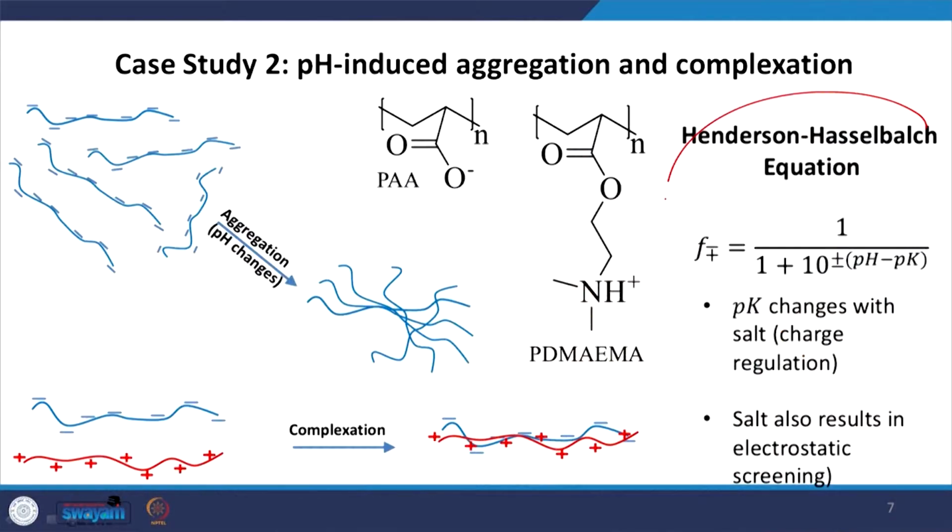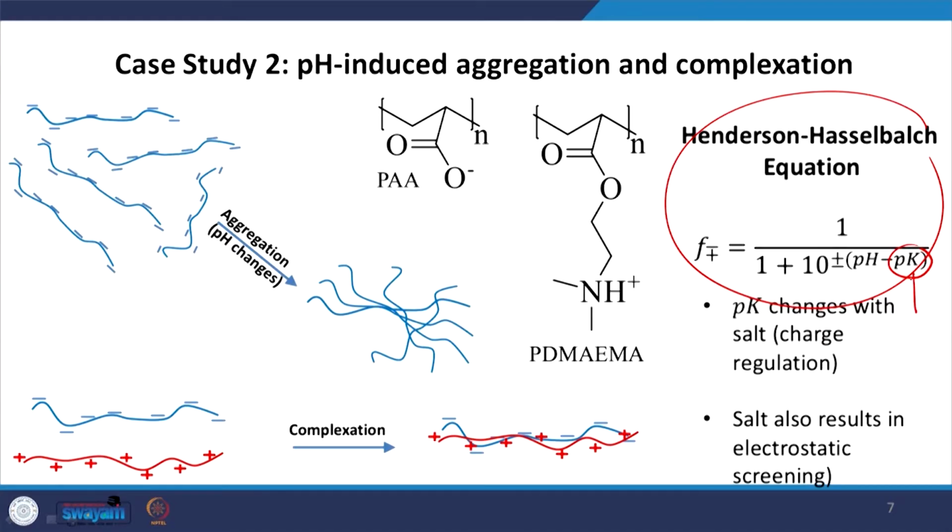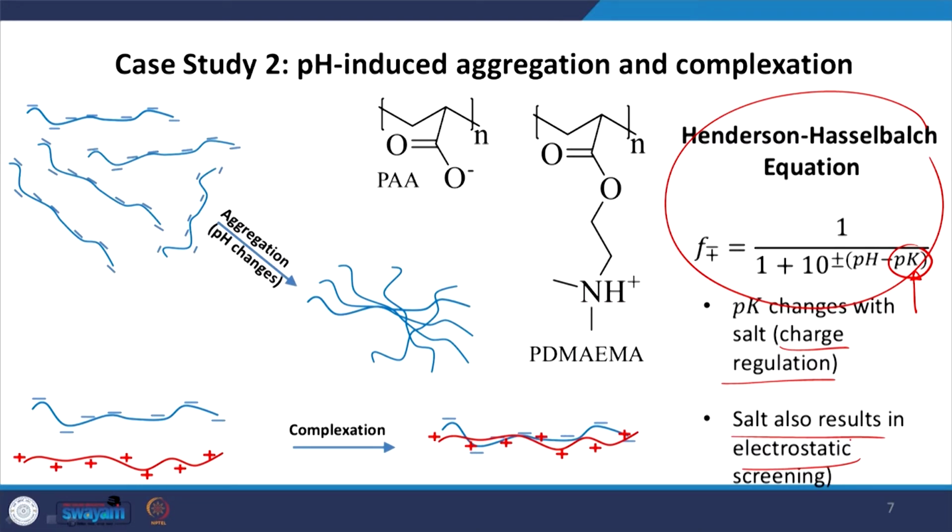In fact, there is an equation known as the Henderson-Hasselbalch equation that can be used to find the charge on the polymer as a function of pH, and it depends on the acidic or basic strength of the polymer, that is defined by a quantity called pKa or pKb for the acid or base. It turns out that this pKa or pKb that represents the strength of the polyion in question changes with salt concentration by a phenomenon known as charge regulation. Of course, I will not go into details on that as well. And apart from that, the presence of salts also results in a screening of electrostatic interactions. Now, all of this is not really of too much concern to us because we are doing atomistic simulations. So, simulations should really capture all these effects.